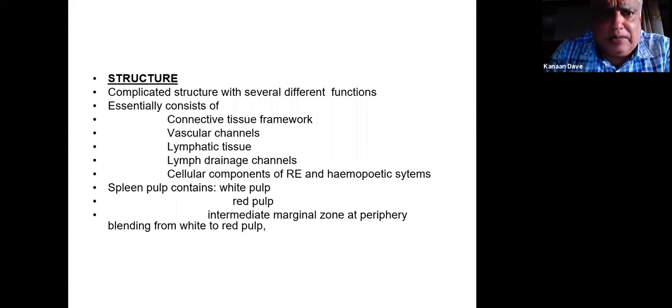Structure is quite complicated. It has an extensive connective tissue framework with numerous vascular channels. There is lymphatic tissue, there are lymphatic drainage channels, and there are various cellular components in the spleen, particularly of the reticular endothelial system.